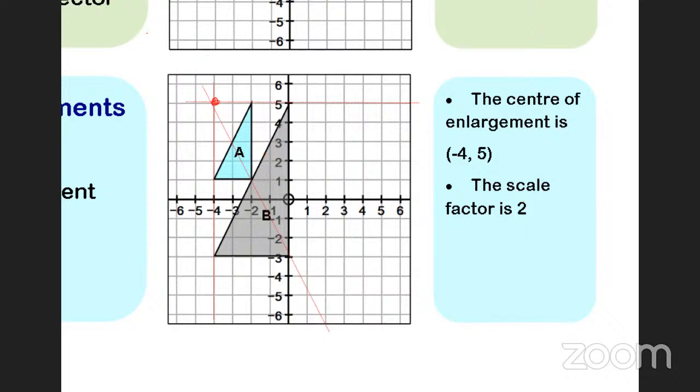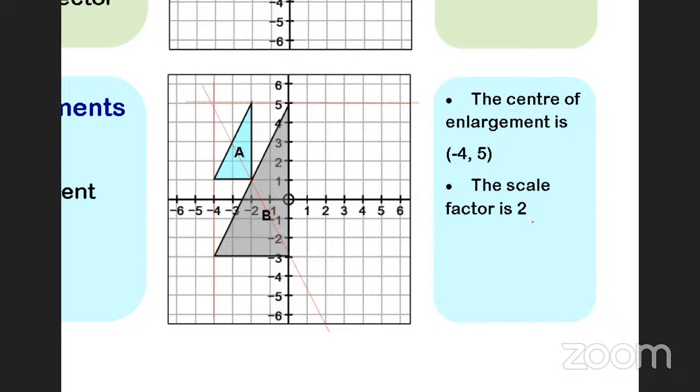How do we do the enlargement now? Center is here. Measure the length from the center to the point. And then, if the scale factor is 2, double that length. So draw a line from the center, double the length, and you will reach where the image will be. Watch it again. Draw a line from here to here and double the length. And that will take you to your image. Everybody okay with that?